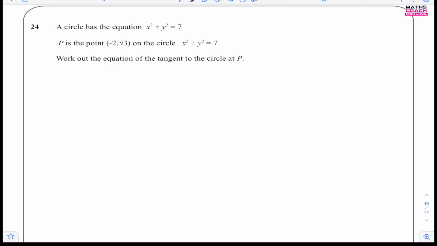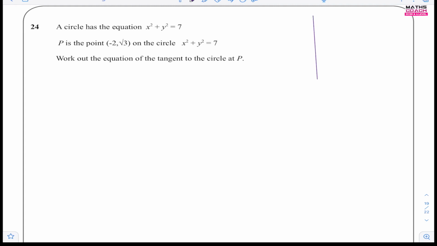All right, question 24. We have a circle with the equation x squared plus y squared equals 7, and we are told that P is a point on the circle. Work out the equation of the tangent to the circle at P. Let's draw a little diagram of what this looks like.